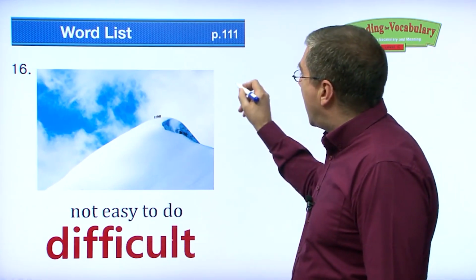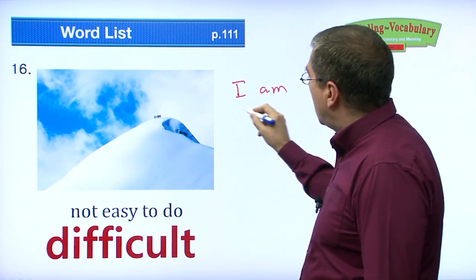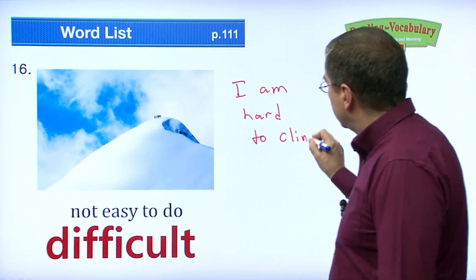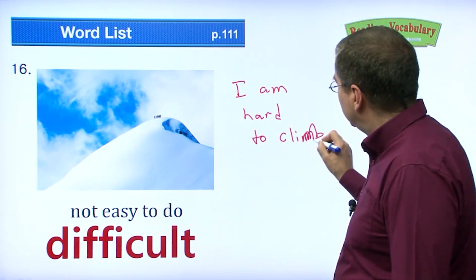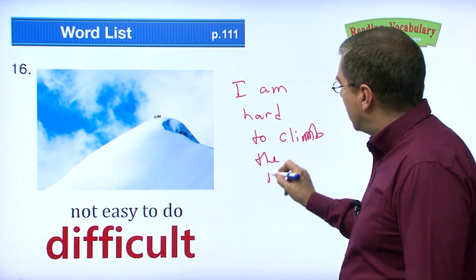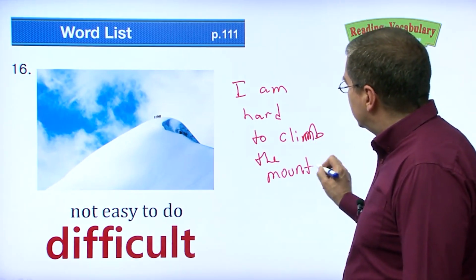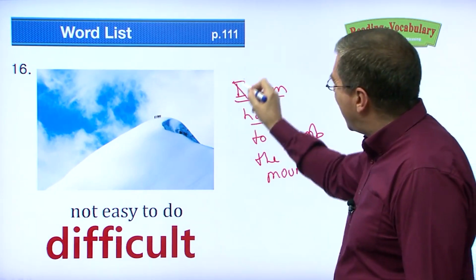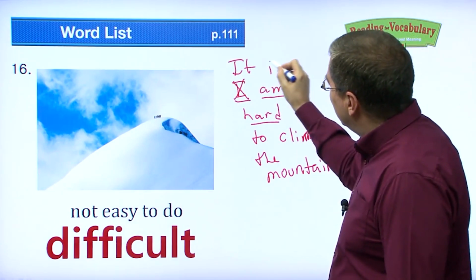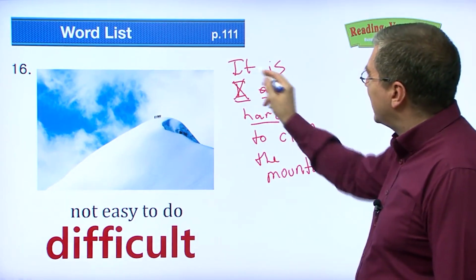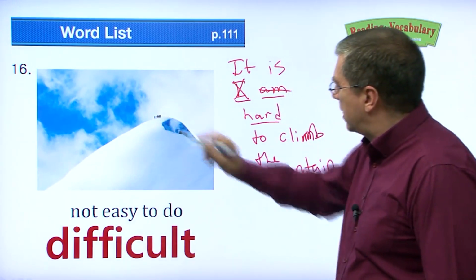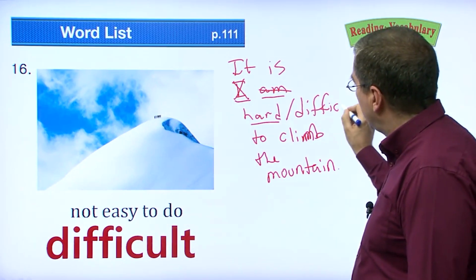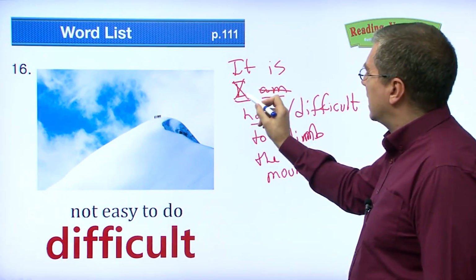Do not say, I am hard to climb the mountain. Whoops. Climb, that's M. Climb the mountain. Don't say that. This is Konglish. Many students say this. I am hard. No, not I. It. It is. Don't say I am hard. Say it is hard. It's hard to climb the mountain. Or it's difficult to climb the mountain.